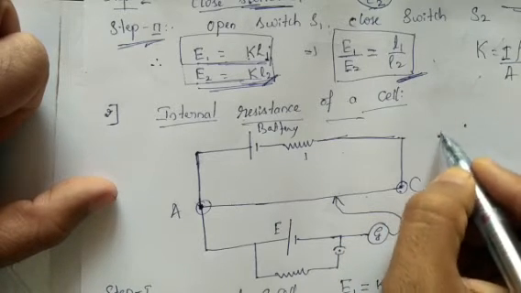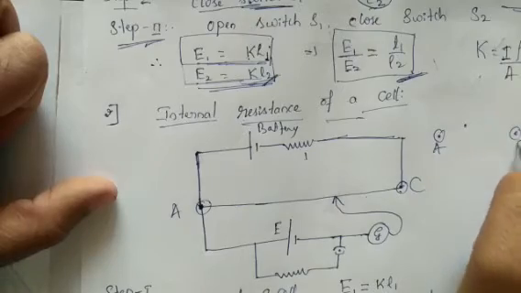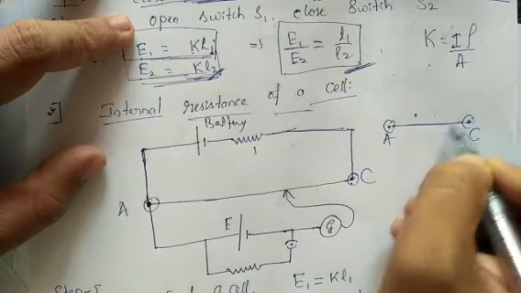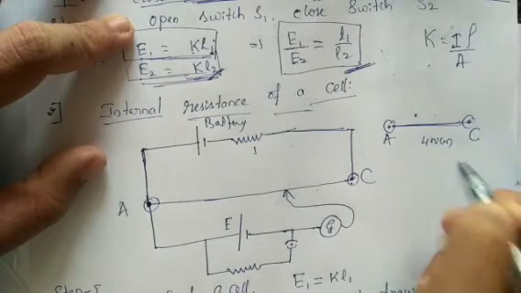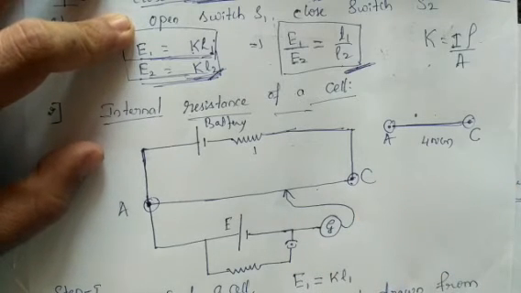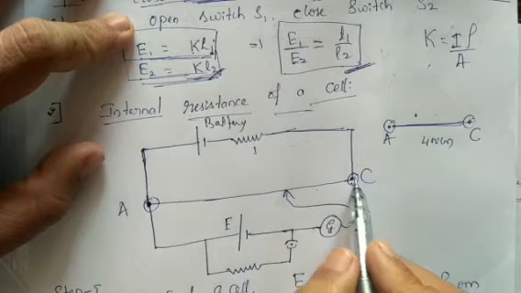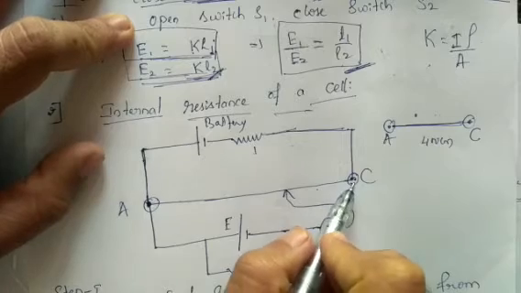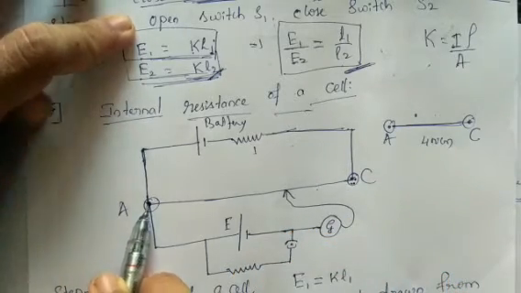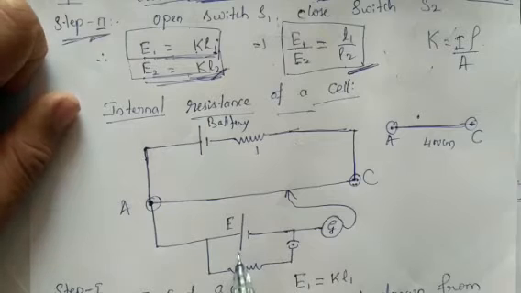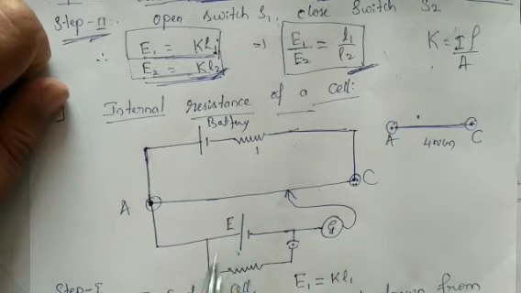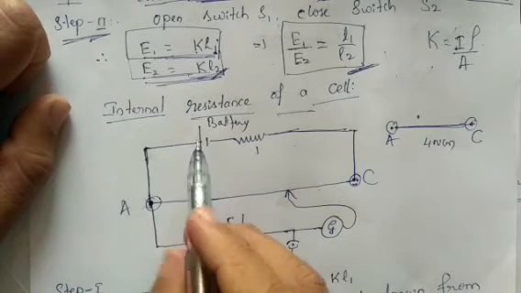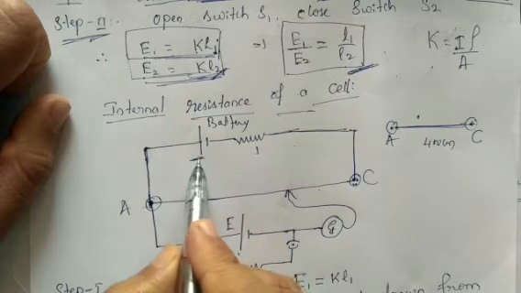If I consider this as point A and this as point C, then between point A and point C it is not a single wire. We should remember it is a 400 centimeter wire as the basic construction of a potentiometer. This point A to point C makes 4 lines, which is a 400 centimeter wire. Now from point A we are going to connect a cell with EMF E. So the cell is connected at terminal A, and this terminal A is connected to the positive terminal of a battery.